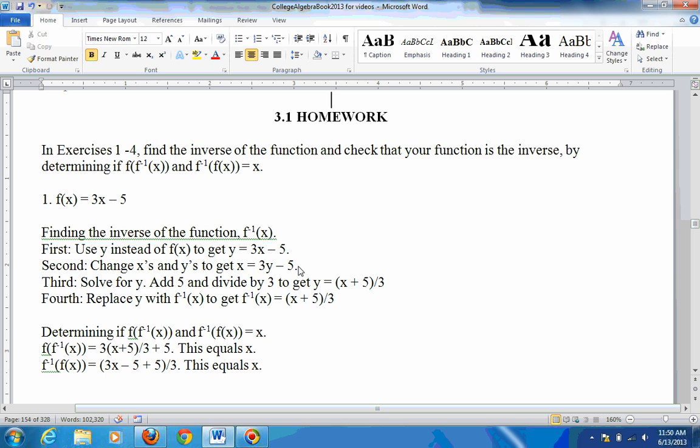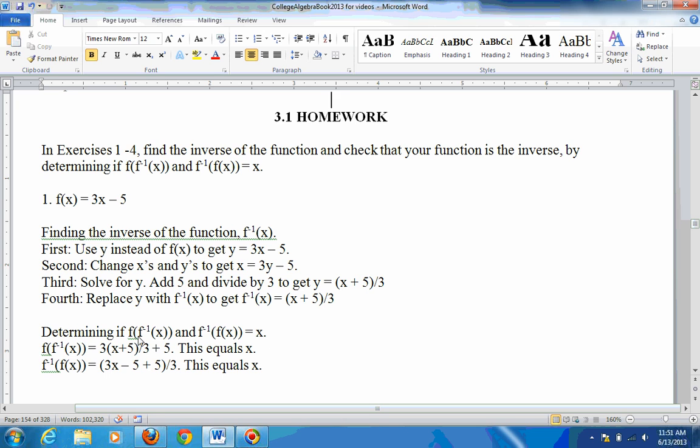So to solve this for y, we need to add 5. So that gives me x plus 5 equals 3y. Then divide through by 3, and I'll get y equals x plus 5 over 3. And then that is my inverse function, so label it that way. Call it the inverse function, so replace the y with f inverse of x. So my answer is f inverse of x equals x plus 5, that quantity, over 3.